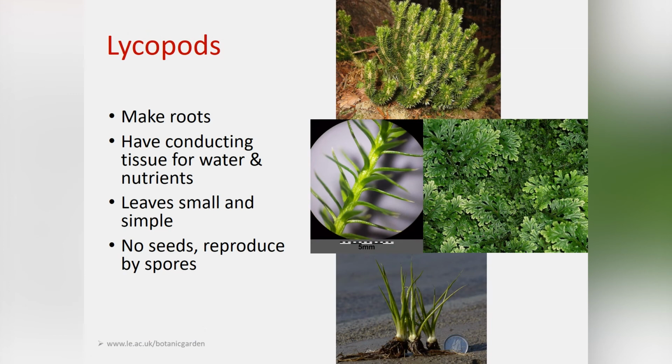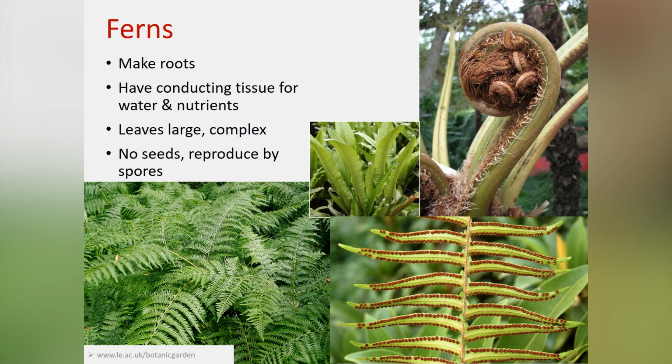Lycopods are more complex. They do have roots and also conductive tissue so they can control water loss. They have small, simple leaves and reproduce using spores, not seeds. Ferns have roots, conductive tissue, and large, complex leaves. They reproduce with spores which form on the underside of their leaves. There are currently about 10,500 known species of fern.